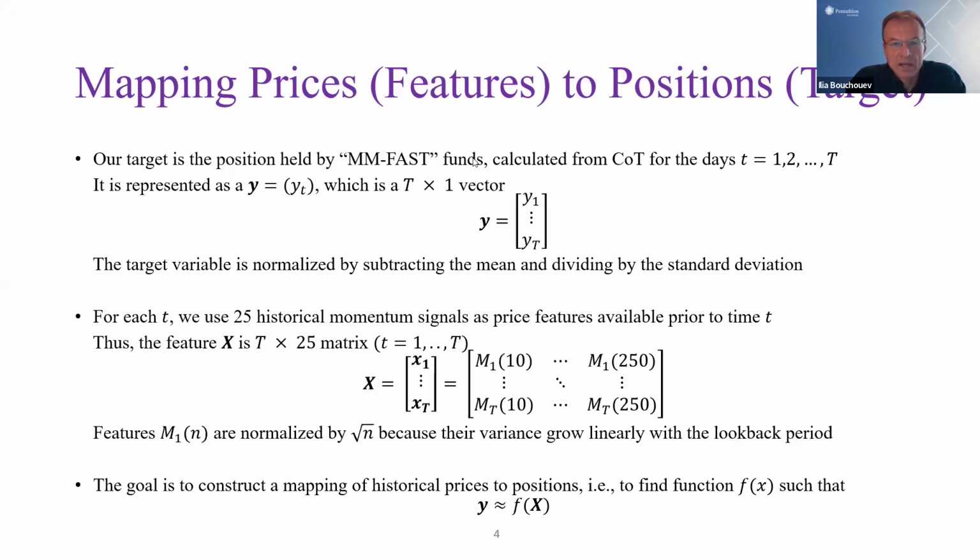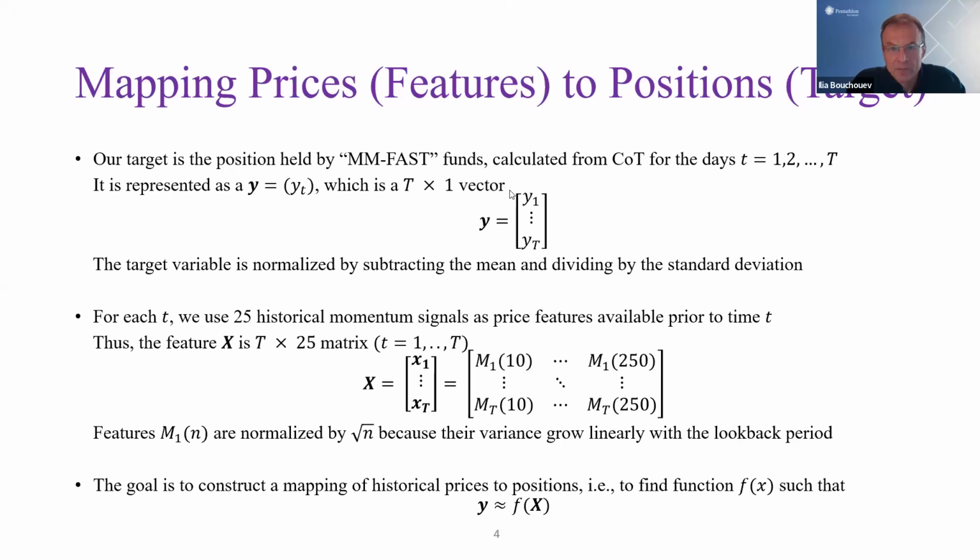So essentially, the positions are our target. This is what we're trying to match. We know the positions because they're published by CFTC on these dates from 1 to T. So we have a historical sample of positions published by CFTC, and then we can calculate positions held by fast funds the same way we did in the previous episode.